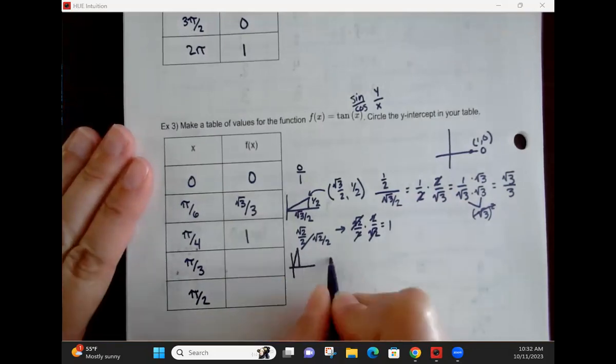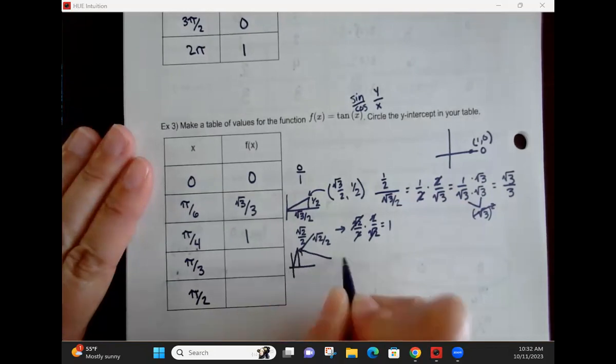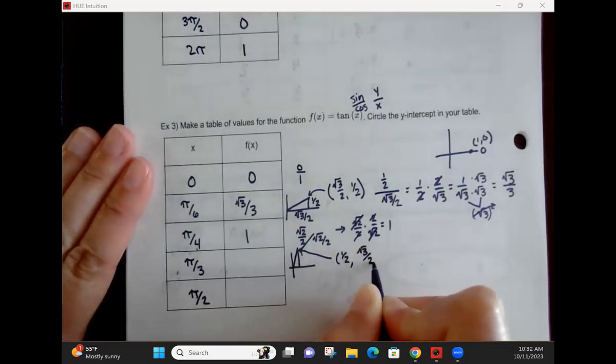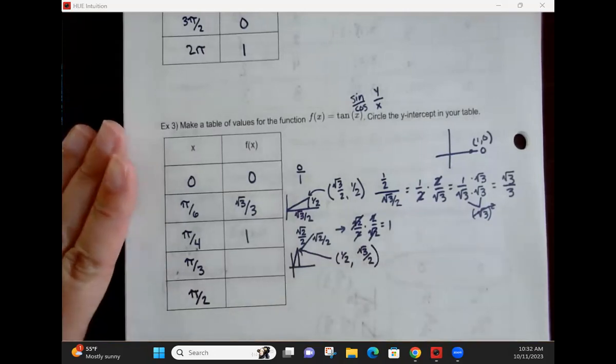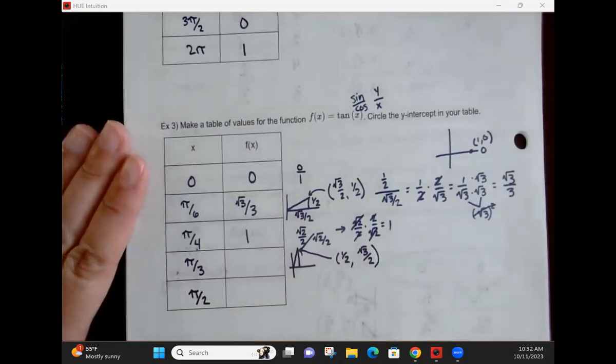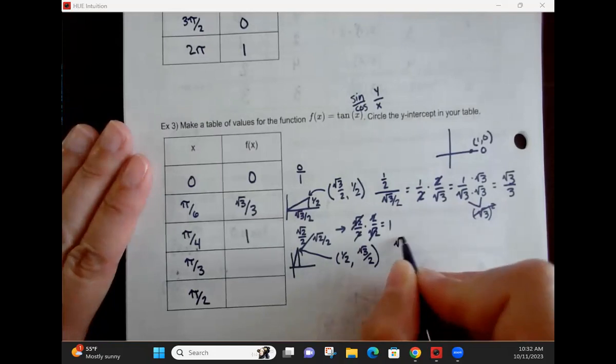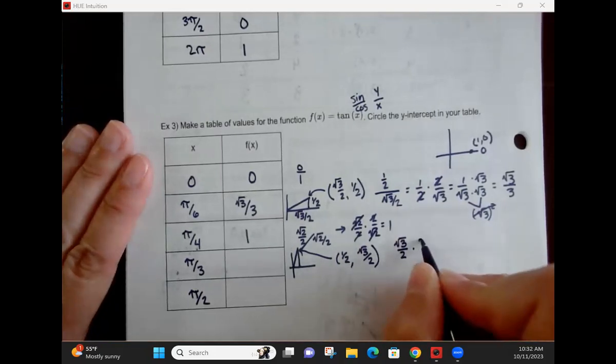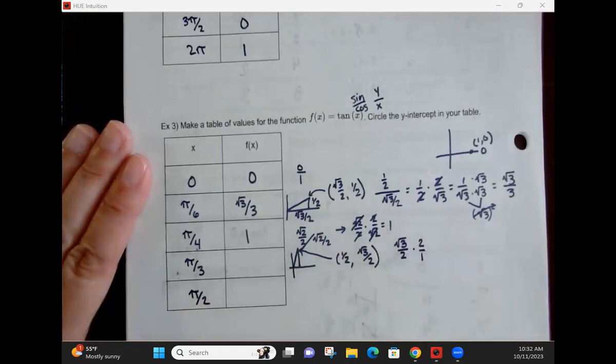So that point would be, the x value is going to be 1/2 this time, and the y value would be root 3 over 2. When I look at that sine to cosine ratio, it's root 3 over 2 divided by a half. So we'll multiply by the reciprocal, and we end up with just root 3.